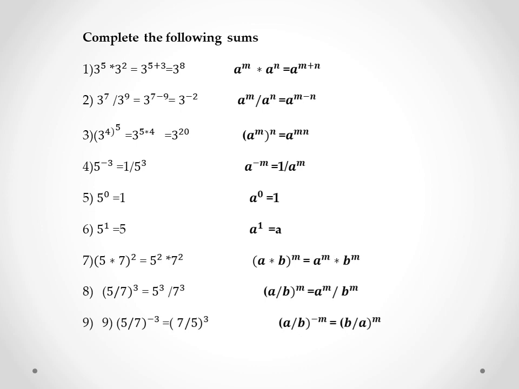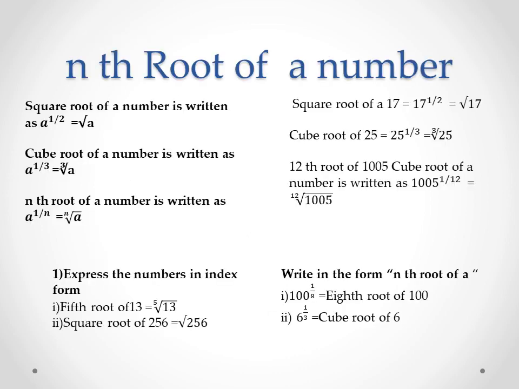Sum number 7, 5 multiplied by 7, raised to 2, equal to 5 raised to 2 into 7 raised to 2. You give the outer index to each inner term. 5 upon 7 raised to 3. By the same method, in the 7th they gave multiplication, in the 8th they gave division. 5 raised to 3 upon 7 raised to 3. And sum number 9, 5 upon 7 raised to minus 3 equal to 7 upon 5 raised to 3. The negative index we change to positive.